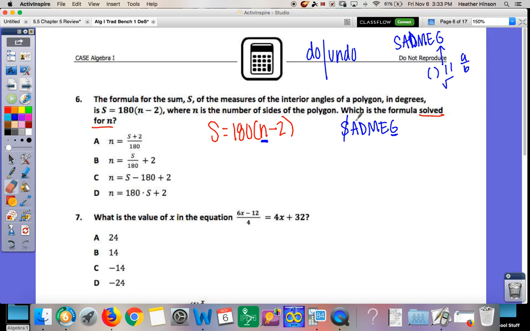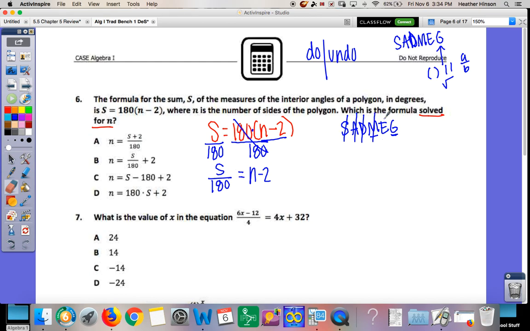Outside of the group, do you have addition? No. Do you have division? No. Do you have multiplication? Yes. This is 180 times that whole parenthesis. So how do we get rid of multiplication? We divide. So that n minus 2 is all that's left. And over here, we can't simplify this letter and the number, so we just bring it down. S over 180.